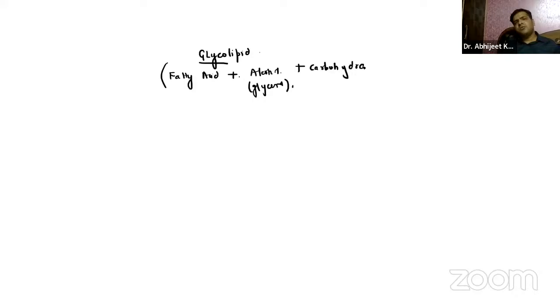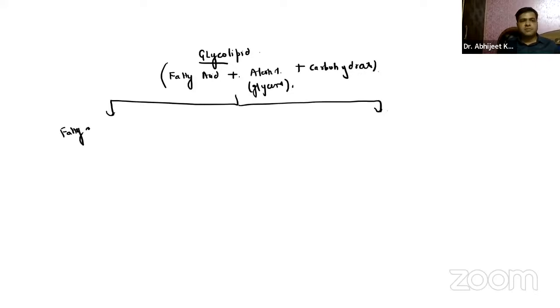Now, you already know we have glycolipid. Glycolipid is formed from fatty acid. Any lipid is fatty acids plus alcohol. Alcohol means the glycerol, right? And glyco means carbohydrate. Now, you already know it can be of two types. If we have fatty acid plus alcohol plus monosaccharide, that is also a carbohydrate.